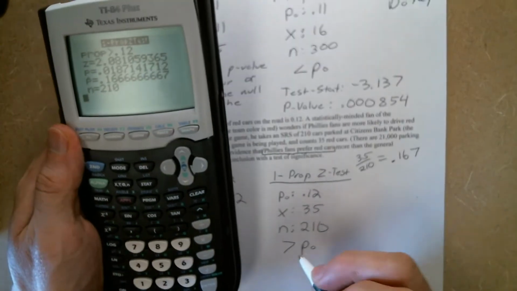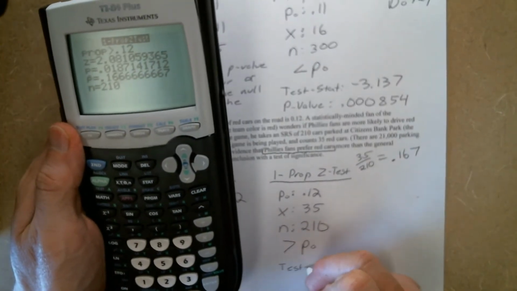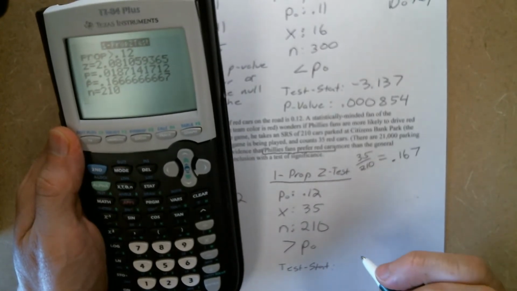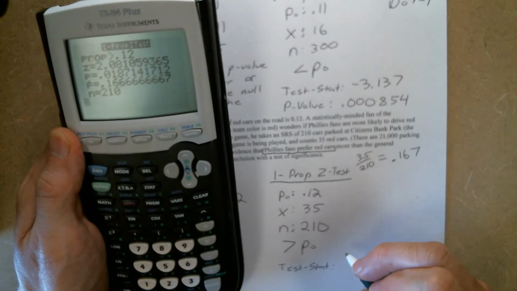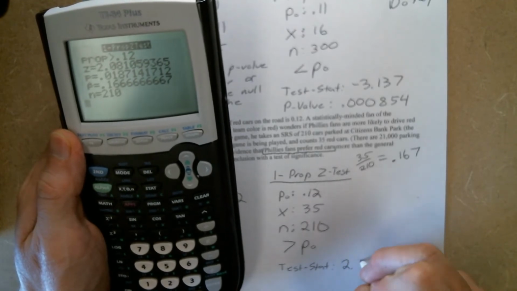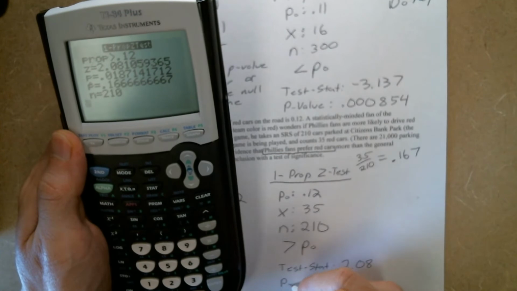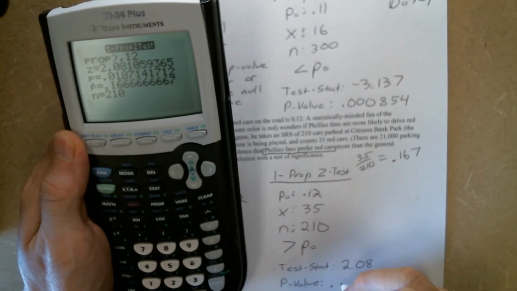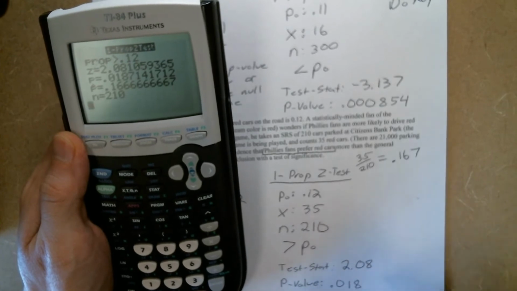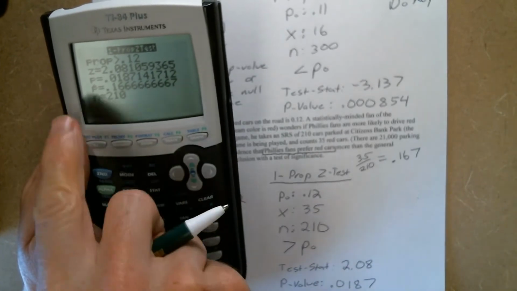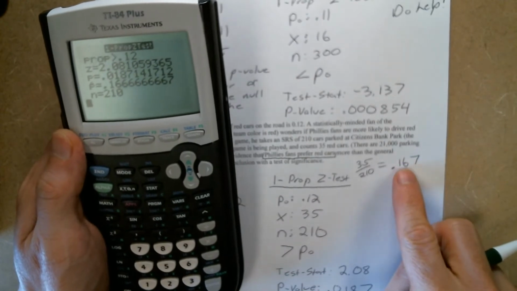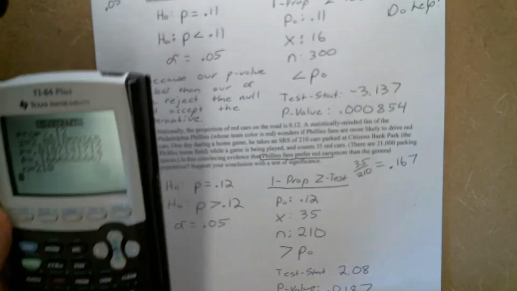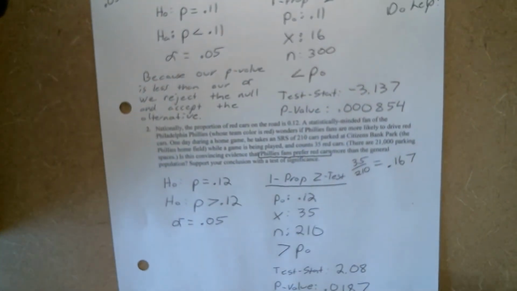All right, I get a test statistic of 2.08. I get a p-value of 0.0187. And then this p-hat is just this 0.167 that we already calculated. So here's our p-value, and from this, we can write our conclusion.